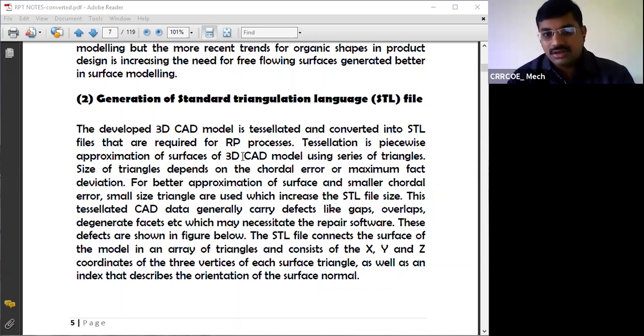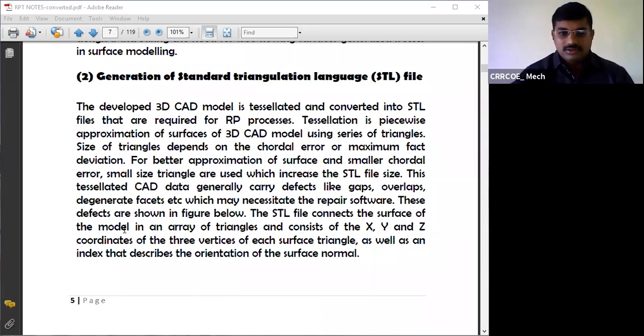Approximation of features of the 3D CAD model using a series of triangles. What I have said is that the complete component you are going to divide into a number of triangles. The STL file represents the surface of the model as an array of triangles, consisting of x, y, z coordinates of 3 vertices. For every triangle we are going to have the vertices, the coordinates in x, y, z directions.